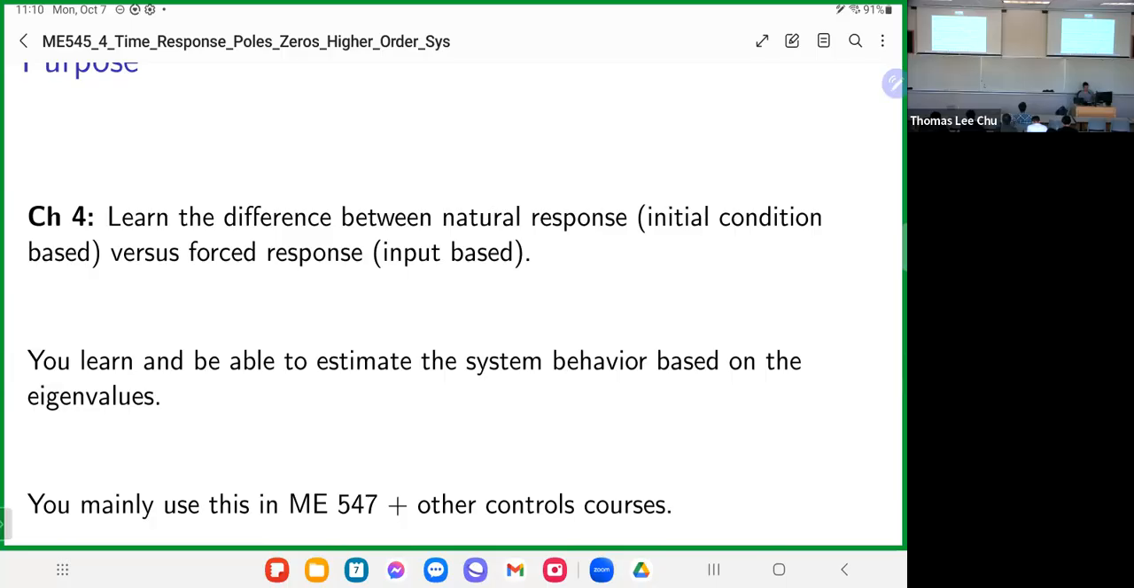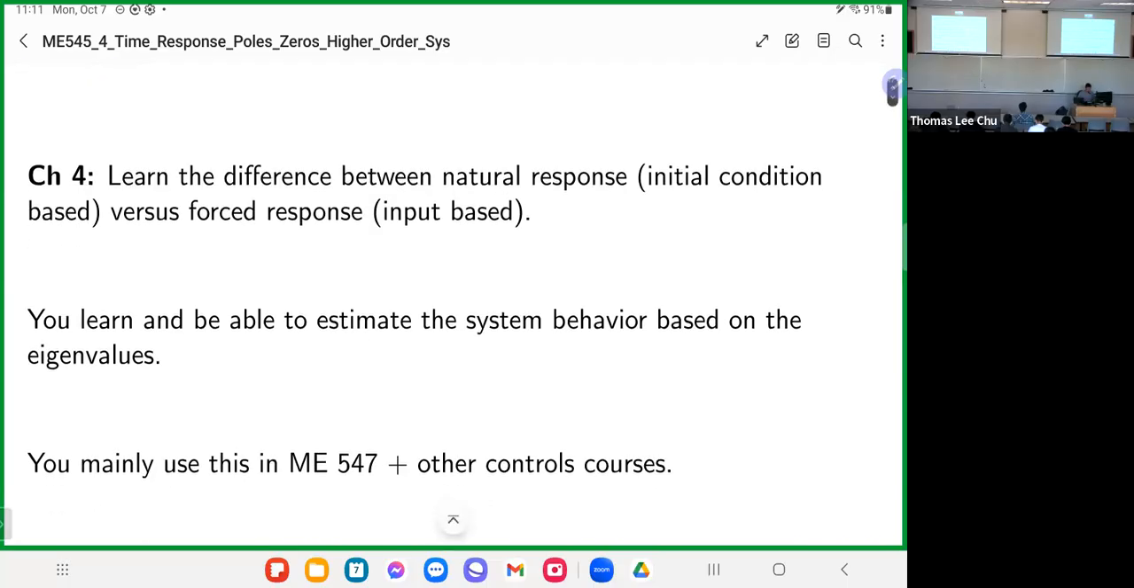So when I say learn and estimate, I'll give you the system and then you can just find the eigenvalues only. And then just from knowing the eigenvalues, you can guess if it's going to oscillate, if it's going to be bounded exponential decay, if it's going to be exponential growth. You're going to be able to just tell immediately. So you don't have to solve anything, just by looking at the eigenvalues.